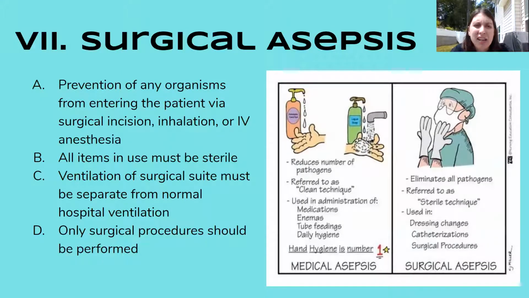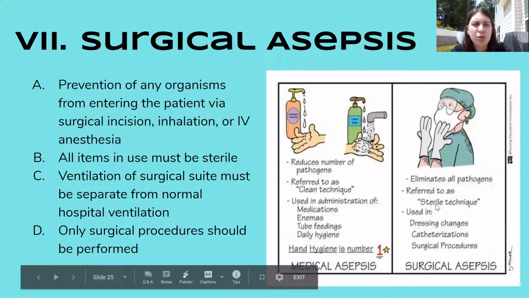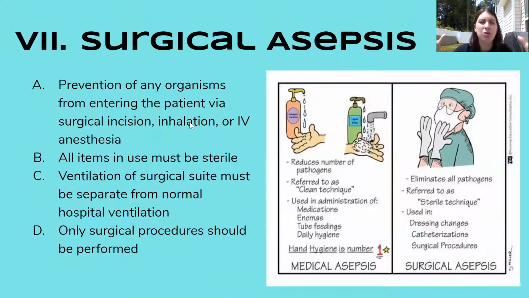Continuing with the surgical asepsis, making sure everything is clean. You want to prevent any organisms from entering the patient any kind of way. In the surgical suite, that can be through incision when you're opening up an animal. It could be through inhalation if you have them hooked to the ventilator, or it could be through anesthesia. You want to make sure that everything in there is clean. All the items are sterile.